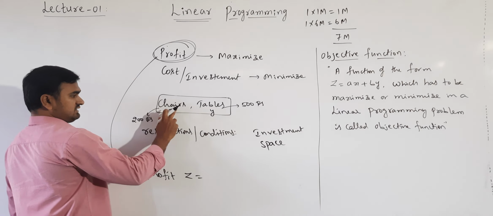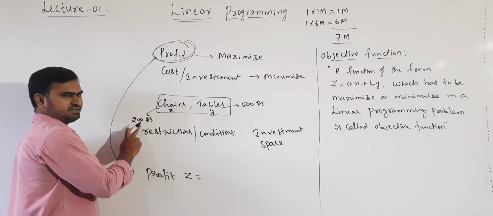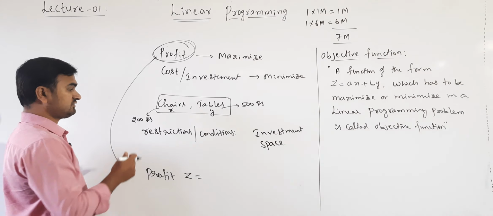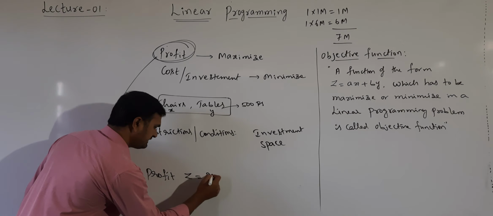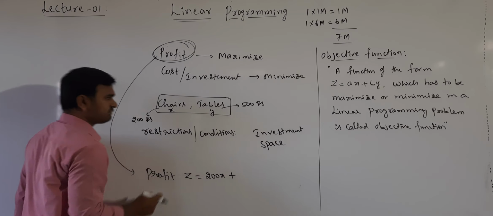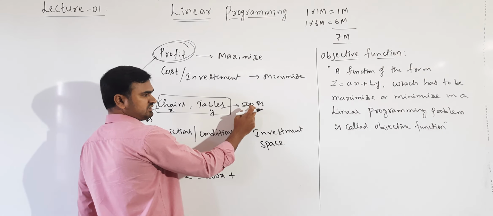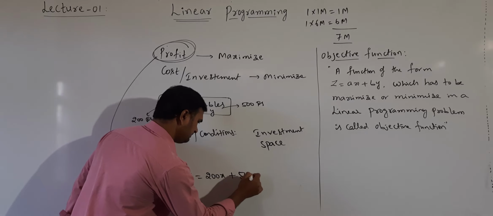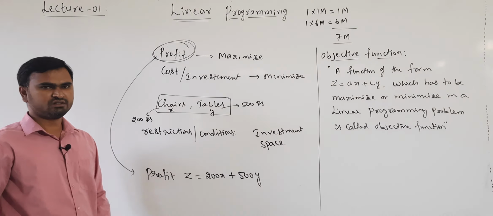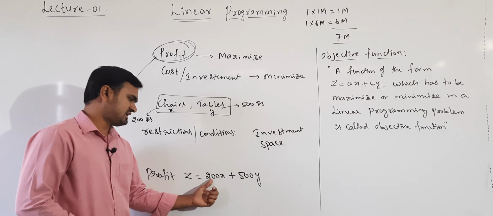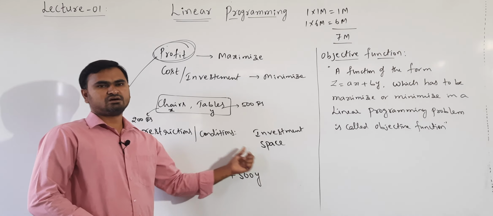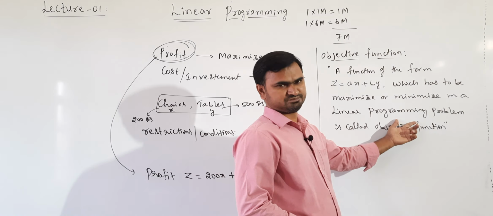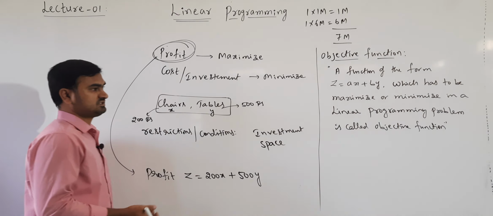So if I am selling x units of chairs, what will be the profit we get? 200 into x, for each chair 200 rupees. So here profit I can write as 200 into x plus profit on tables. For each unit of table we are getting 500 rupees profit. Now for y units, what will be the profit? 500 into y. So the function in this form ax plus by is called the objective function, which is to be maximized or minimized in a linear programming problem. Understand the definition? This is objective function.